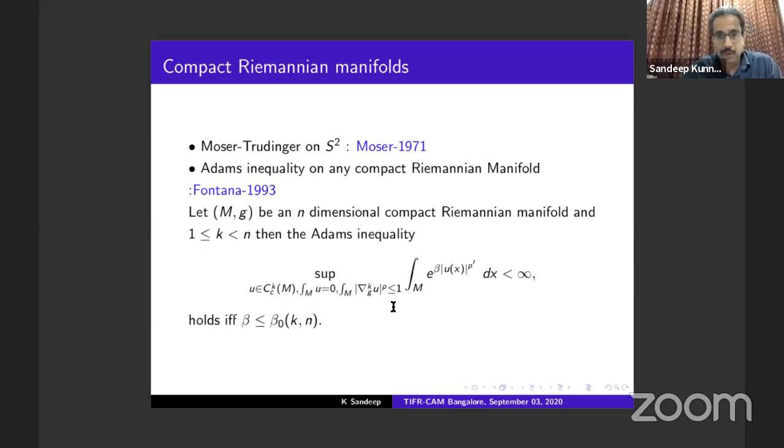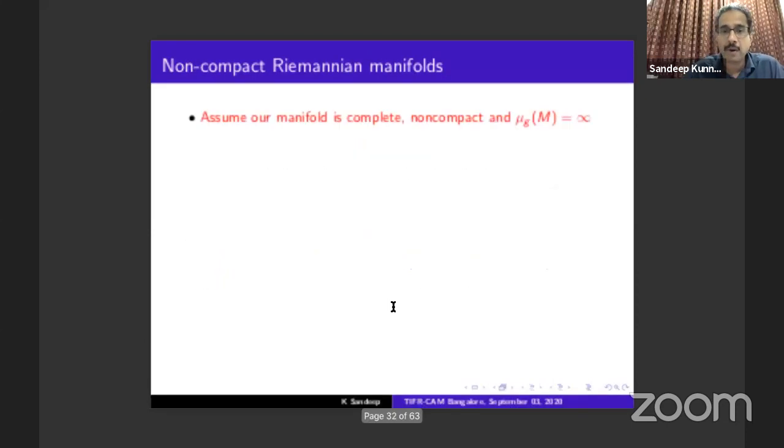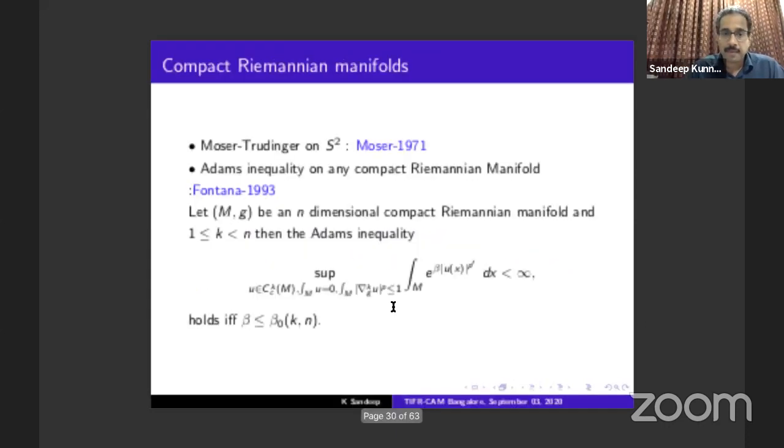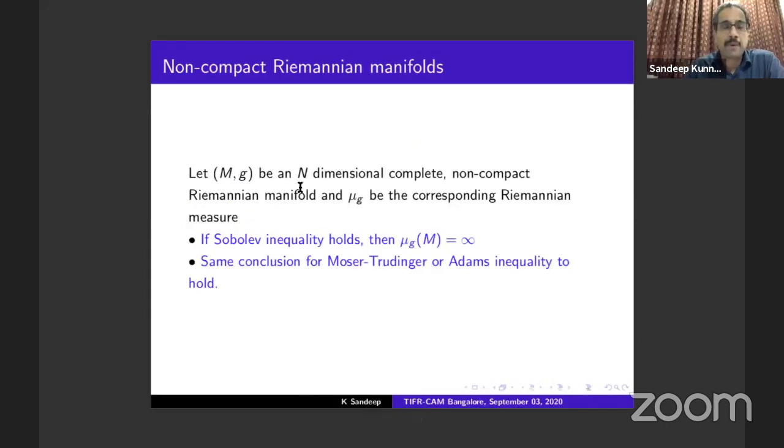Now let me go to the main topic of my lecture today. My result is on the non-compact manifold. So I'm going to talk about the case of a non-compact Riemannian manifold. Let (M,g) be an n-dimensional complete non-compact Riemannian manifold, and let me denote by mu_g the corresponding Riemannian measure, or the volume.